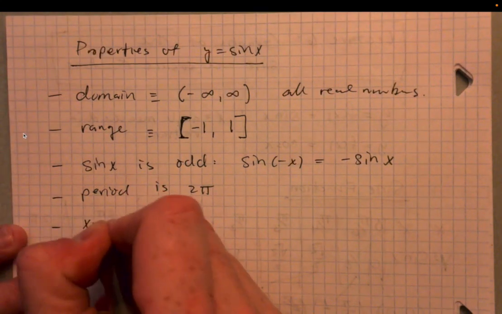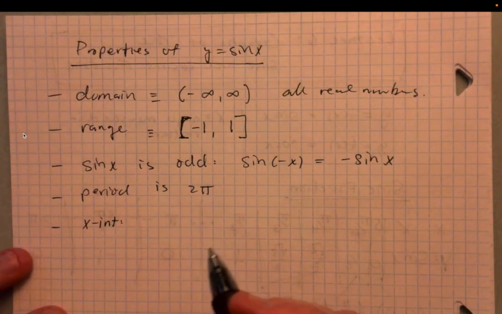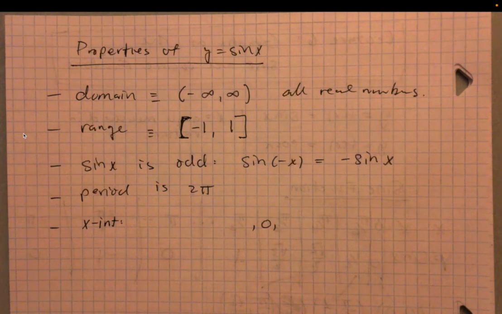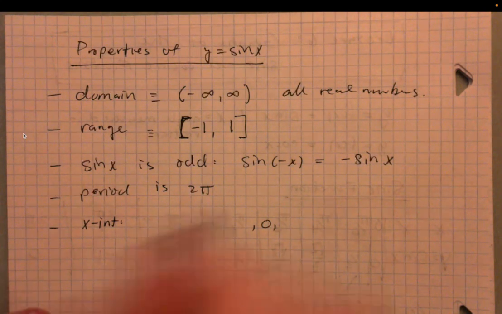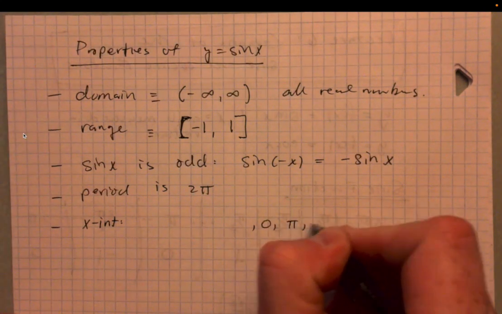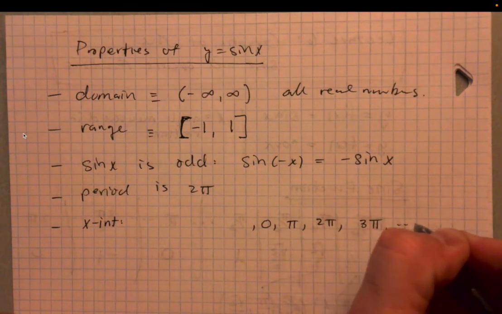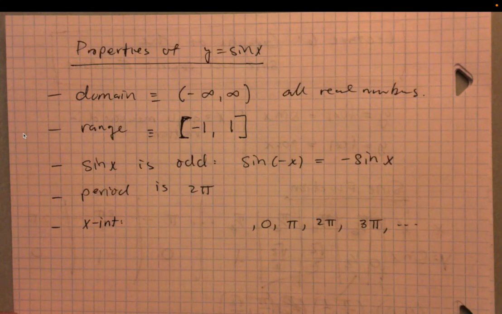Now the x-intercepts, I don't know if this is super important, but I'm just going to list them. So obviously we know that it's 0 at 0. It also is equal to 0 at pi, 2 pi, 3 pi. Basically every pi interval.